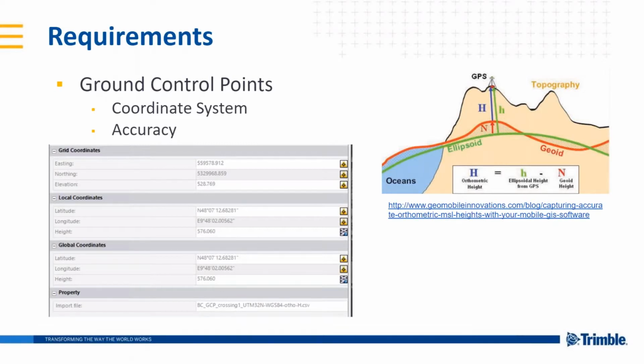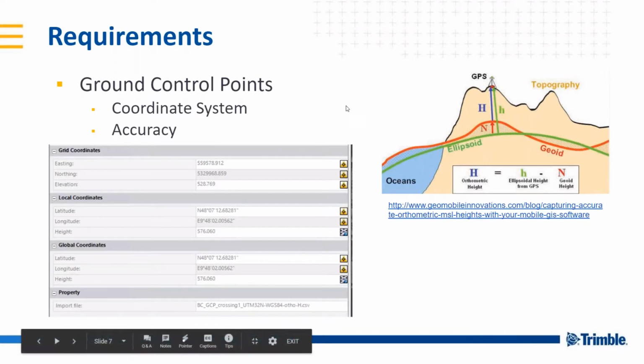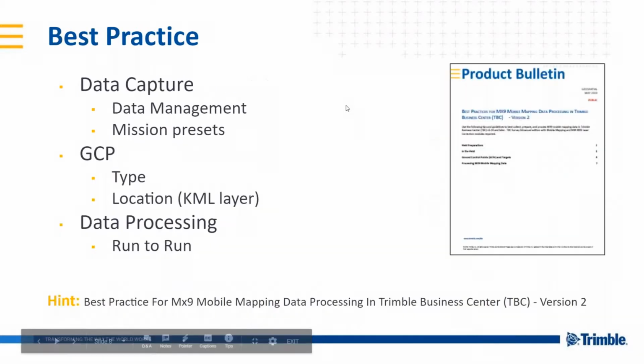And it is very important to distinguish the height. Did we collect our control points with ellipsoidal height or orthometric height, and which is the reference for our elevation measurement? This is also very important, and sometimes it is disregarded, or people don't know exactly which coordinate system they are referring to. So please keep in mind these two topics about the control points.